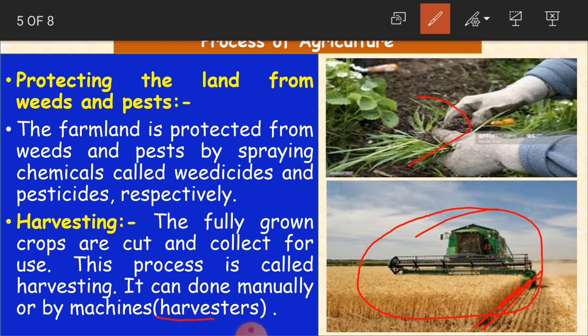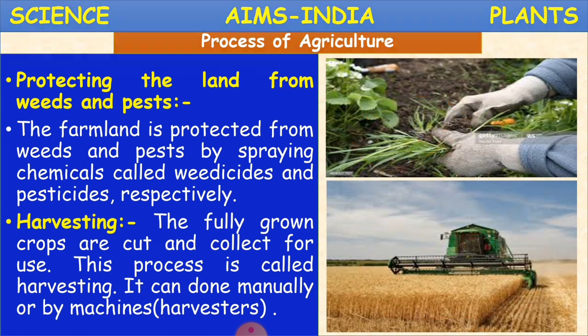In the above picture, if you see, these are weeds. So they are taking off the weeds. If we have weeds, we just pull them out from the soil. And to prevent weeds from growing in the soil, we also spray weedicides. There are both ways to remove the weeds from the soil.